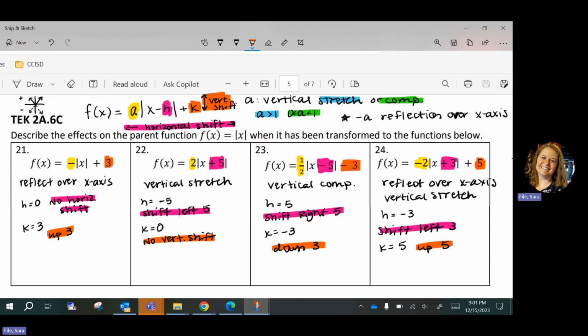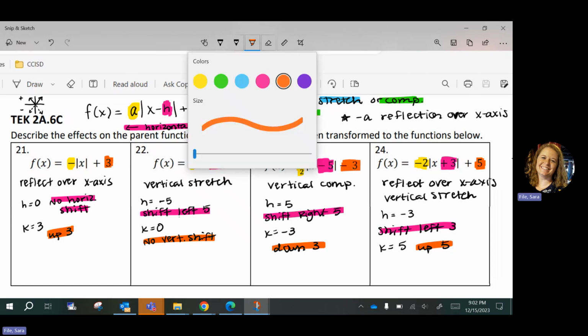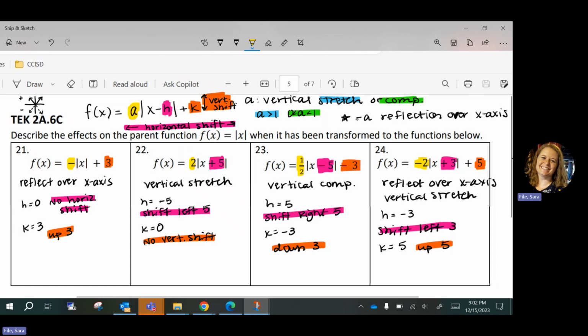So that's what the A, H, and K tell us for transformations. Okay. Right here, a -A is a reflection.